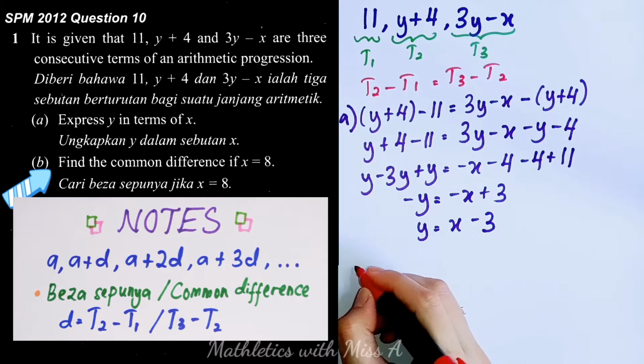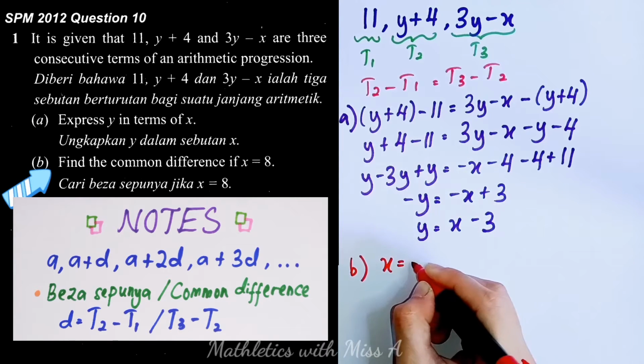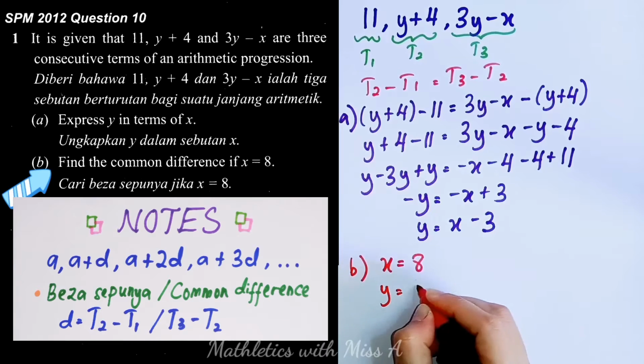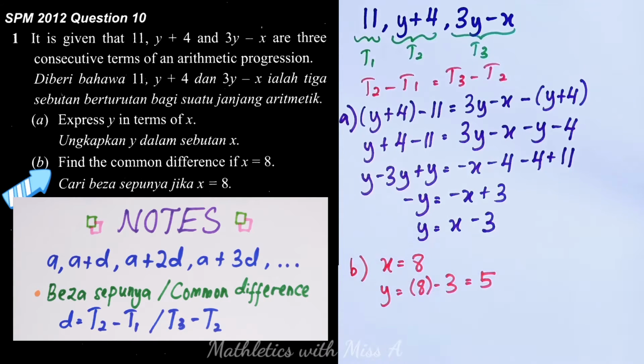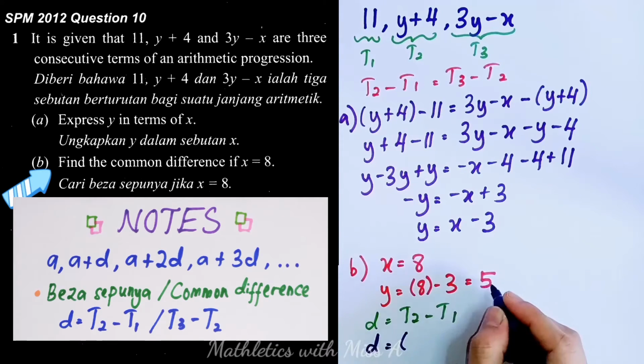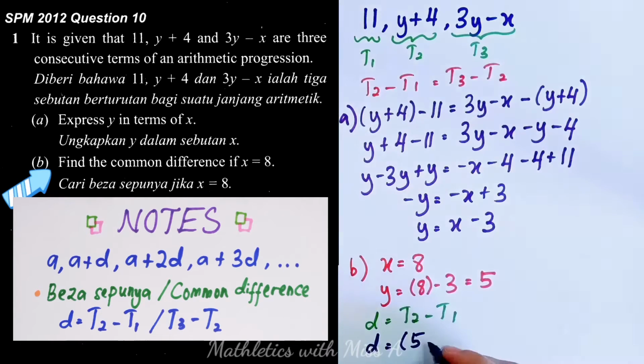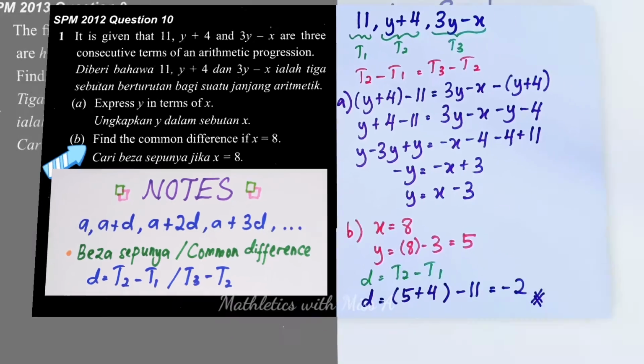And then part B, find the common difference if x equals 8. So insert 8 into x. So y equals 8 minus 3 equals 5. And then d equals T2 minus T1. So d equals 5 plus 4 minus 11 equals negative 2.